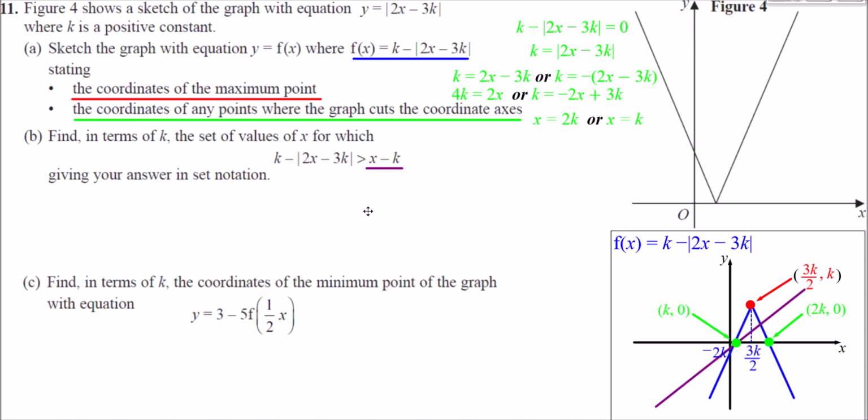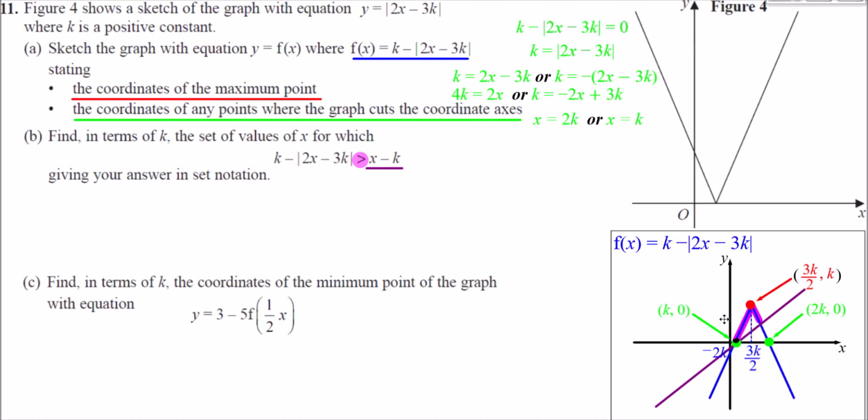So, what to do first? I want where the blue line, where f of x is higher than x minus k. In other words, greater than. So, the region I'm wanting is this bit here, which is above the purple, and also this tiny section here, which is also above the purple. So, it's just this tiny bit of the blue V I'm wanting, which I've highlighted in purple.